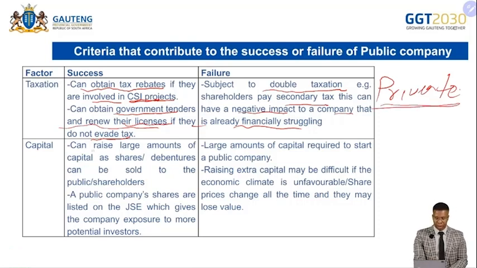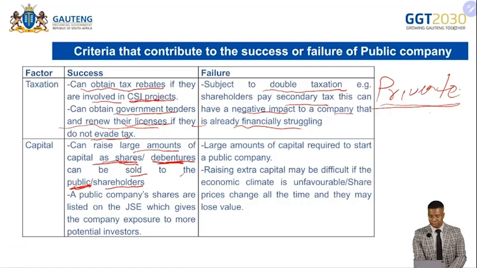Then capital, they can raise a large amount of capital as shares or debentures can be sold to the public or shareholders. Now, this becomes different compared to that of a private company. Because the idea here is that a public company can sell shares to the public, it becomes an advantage. And they can also sell debentures, which is an instrument we talked about when we were looking into investment securities. And then public companies' shares are listed on the Johannesburg Security Exchange, which gives the company exposure to more potential investors.